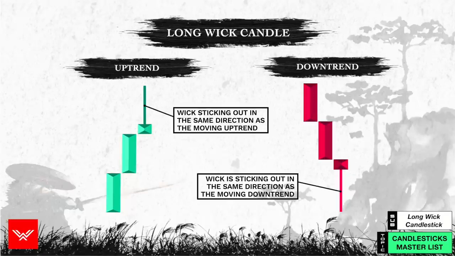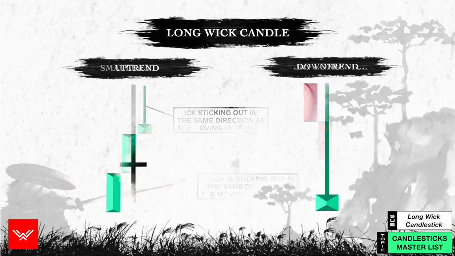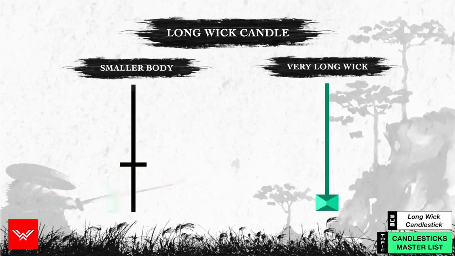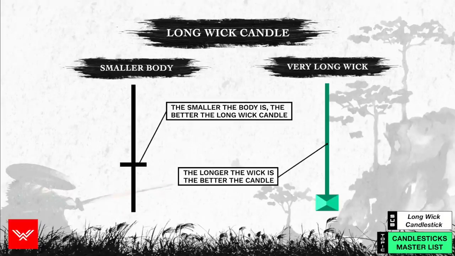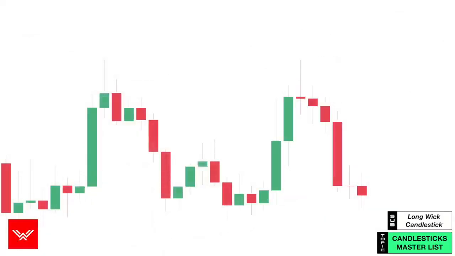Now, there are two variations of the long wick candle that make it of higher quality. First, the smaller the body of the candle, the better the candle. And second, the longer the wick, the better the candle, also known as a very long wick candle. So let's now show how this is used in combination with key levels.